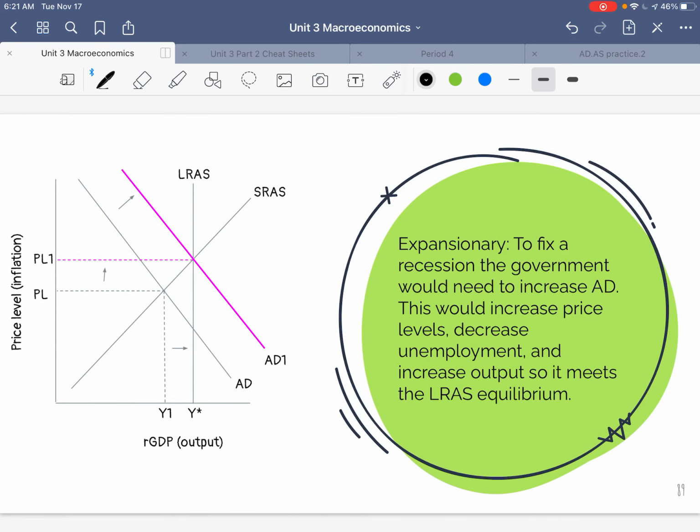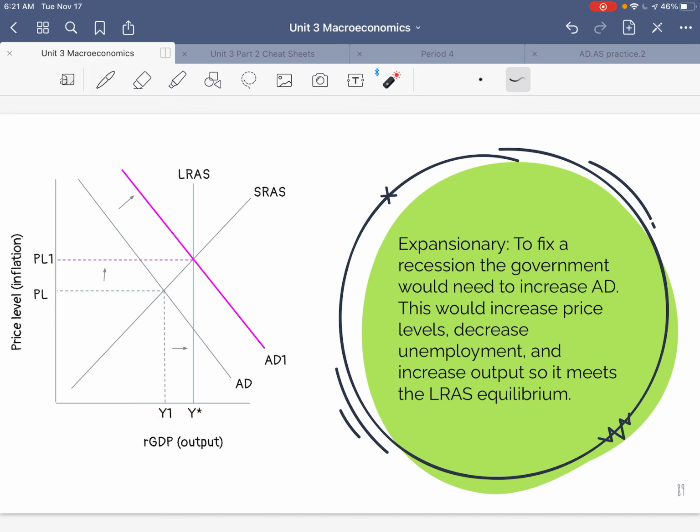So, just like I told you, expansionary. To fix a recession, the government needs to increase AD. And as you can see on the graph, the old AD was here. The old AD was here. And the old LRAS is here. And SRAS is here. So our equilibrium is here, but our equilibrium is not touching the LRAS curve. We are not at full employment. Instead, we are behind it. We are not at full output, Y star. Instead, we're behind it, okay?